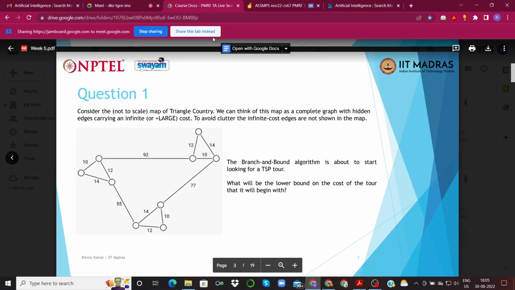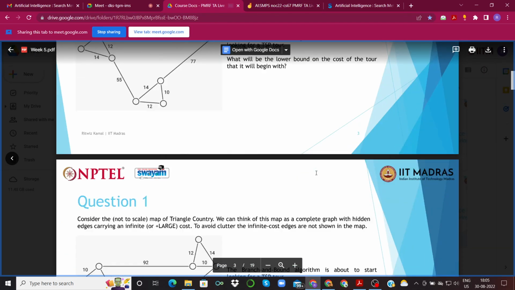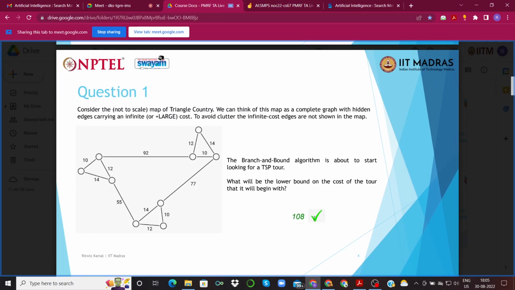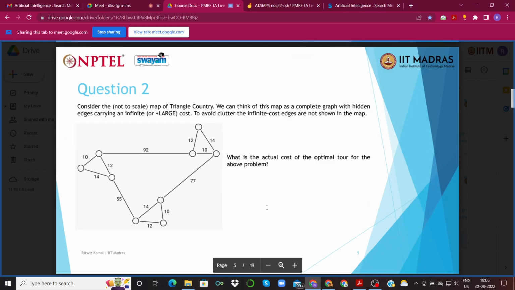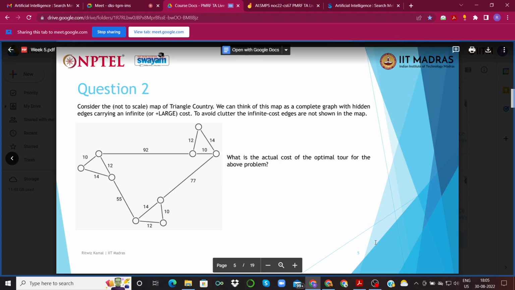So let's move on to the next question. The previous question, we just saw that the answer is 108. Now, what do you think would be the actual cost of the optimal tour for the above problem?